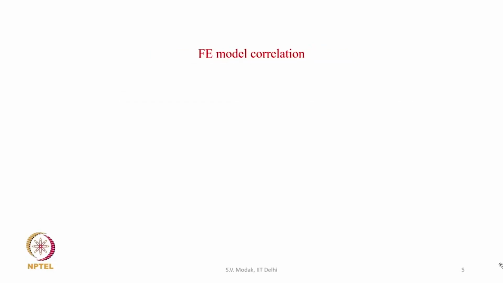So, now what is FE model correlation? FE model correlation is the quantification of the difference between the predictions of the FE model and the modal test data. So, the quantification of this difference is referred to as FE model correlation, that is, how much or to what extent the FE model predictions correlate with the modal test data. So, that is FE model correlation.